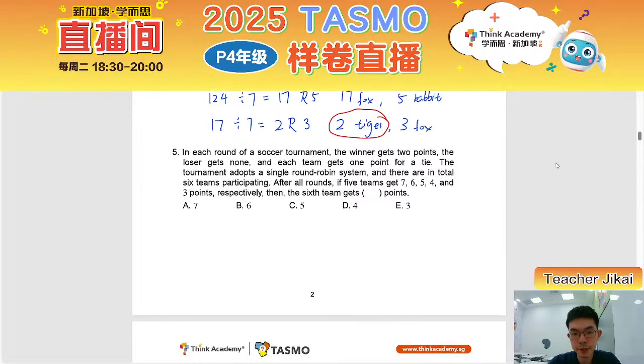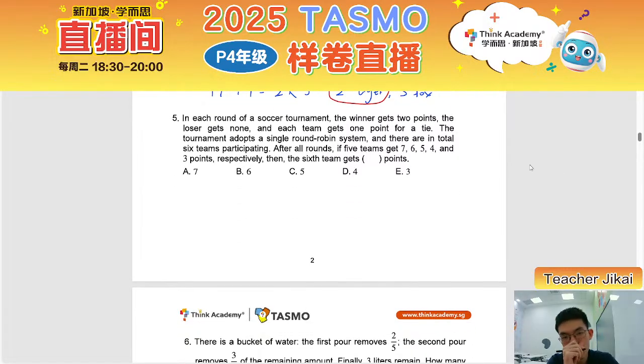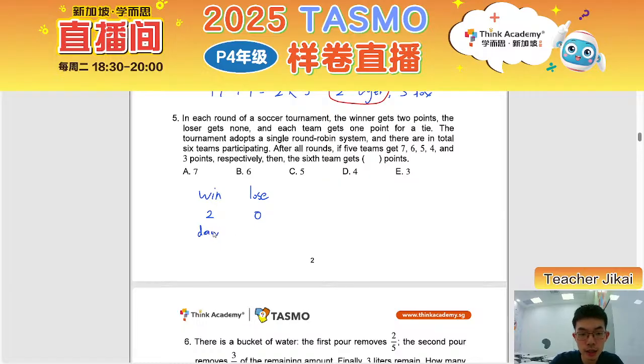Alright, the 5th question. One round of a soccer tournament, and the winner gets 2 points, the loser gets none. So in one match, we have a winner and a loser. For the winner, 2 points here. For the loser, 0 points. But how about the draw? For the draw, it is 1 point for each team when they tie.